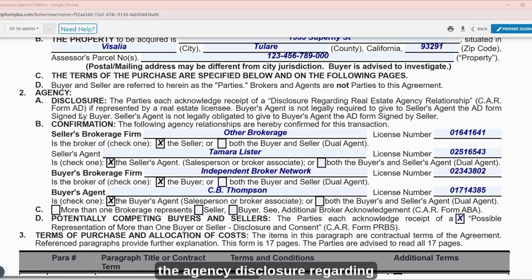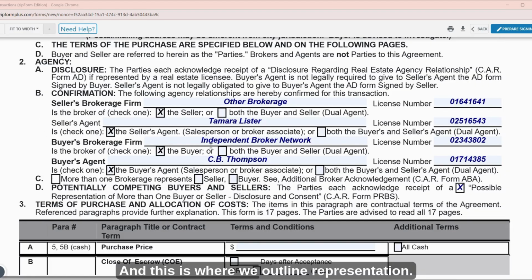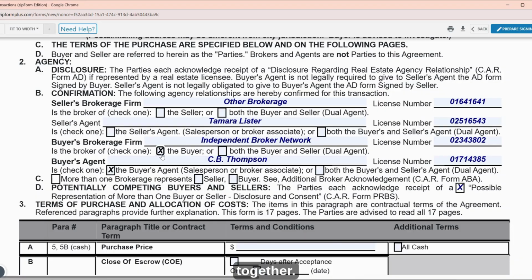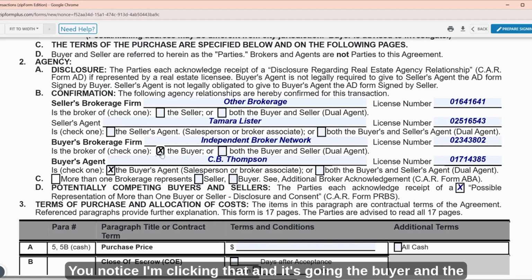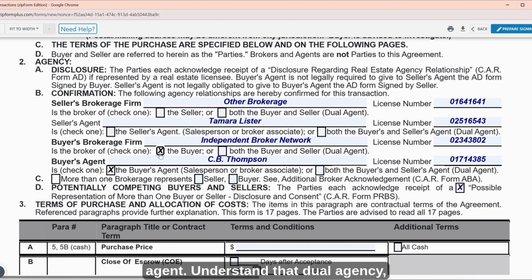That AD, the agency disclosure regarding real estate agency relationships, that we are required by California law to provide, the actual civil code section, and that's that second page on the AD form. So this says that they're getting that form, and this is where we outline representation. Understand that these boxes will only go together. You notice I'm clicking that and it's going the buyer and the buyer's agent.